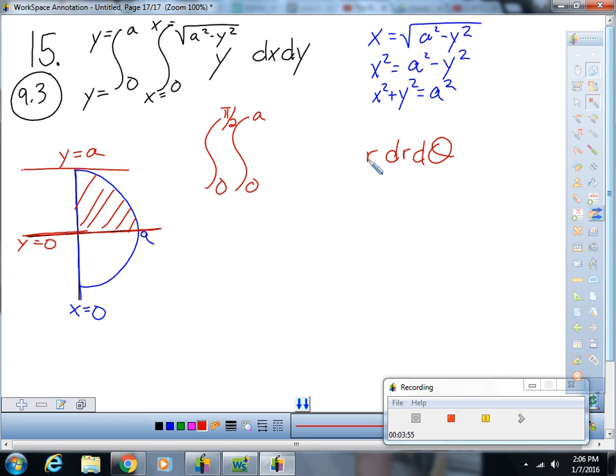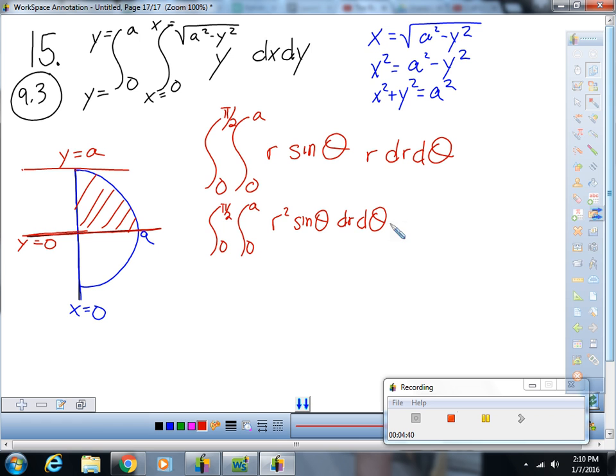Why is A always 0? Isn't A always A? It just, the angle moves? Okay, so now we've got to convert our y into what? r sine theta. Now, when you don't have radicals, it's in your best interest to just square that out. So 0 to pi over 2, 0 to a of r squared sine theta dr d theta.